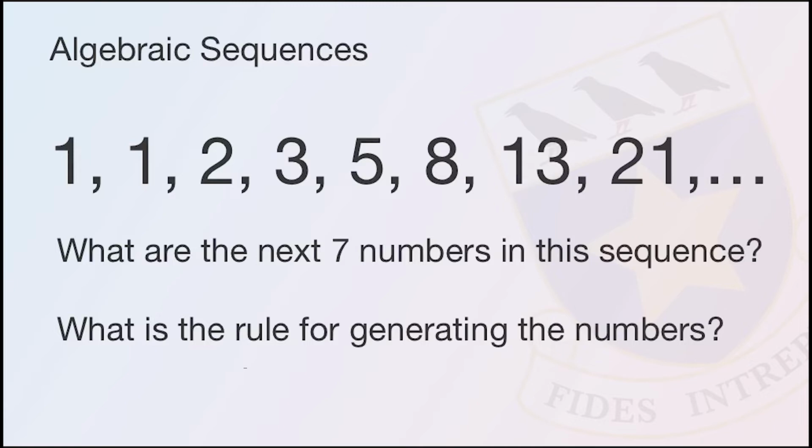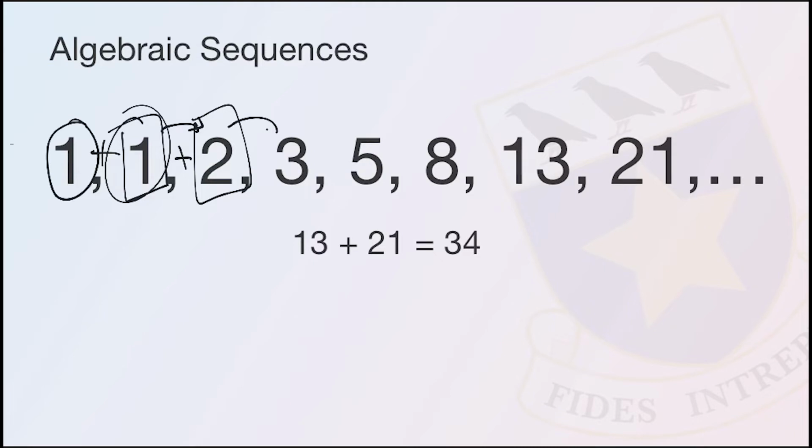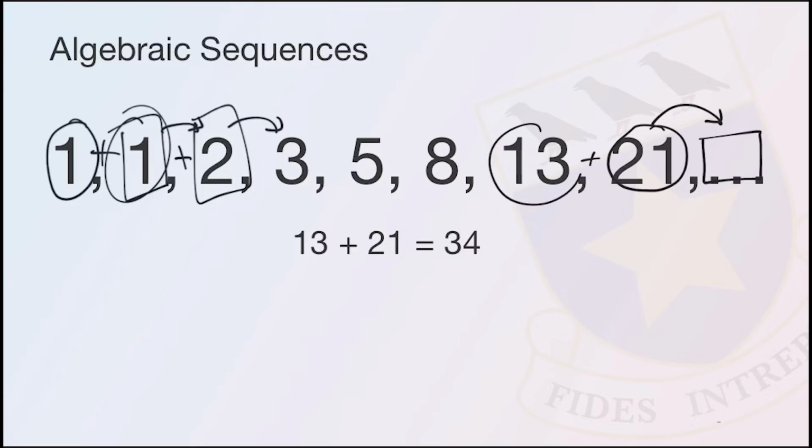So hopefully you've had a think about that now and you've tried to come up with the next 7 numbers in this sequence. Let's have a look at how the pattern is generated. Well, the way it works is that we take some numbers, so we take a 1 and a 1, we add them together and that gives us the next number. And then we take the 1 and the 2, we add those together to give us the 3. And the way that we generate the next number in the sequence is we add up the 2 numbers before it. So this number here is going to be the previous number plus the number before that. So 13 plus 21 is equal to 34.